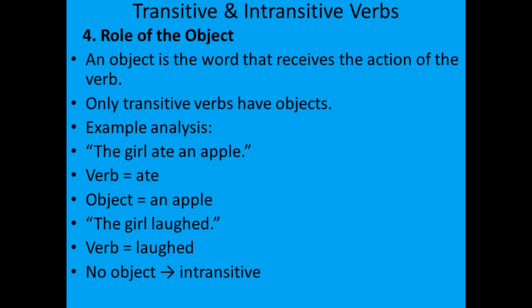If we look at here, the girl laughed, there is no object here in this sentence. So the verb given in the sentence can be what? Intransitive verb, because there is no object. This is what you need to note.